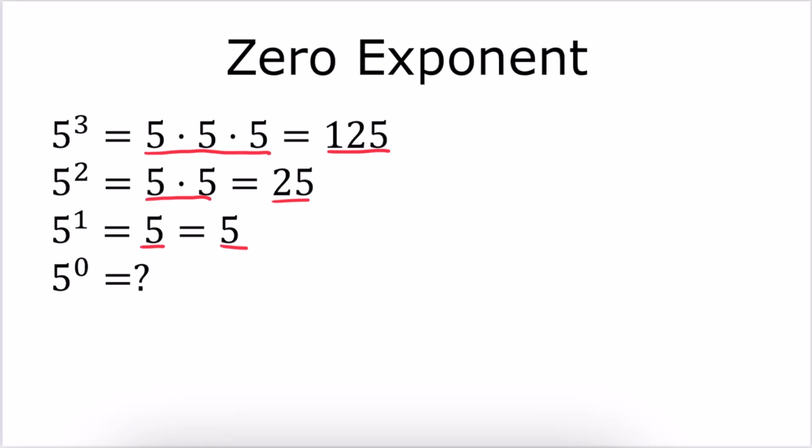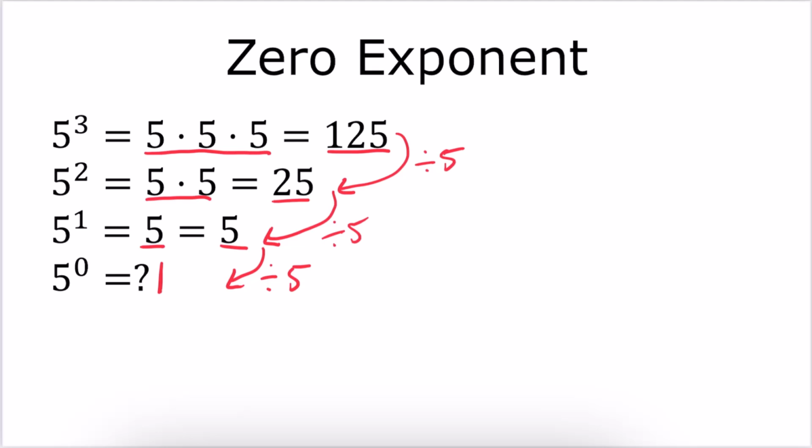And if we look at the pattern here, we notice that to get from 125 to 25 and to get from 25 to 5, the pattern is that we're consistently dividing by 5. Because 125 divided by 5 equals 25, 25 divided by 5 equals 5. And so if we continue this pattern and we divide by 5 one more time, well, 5 divided by 5 equals the number 1. And so this is the reason why 5 to the 0 power equals 1.